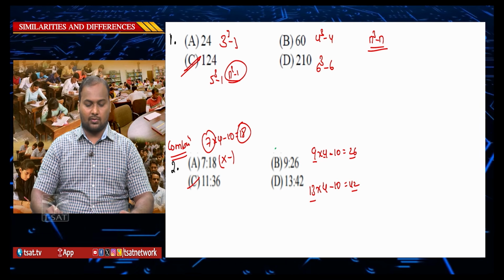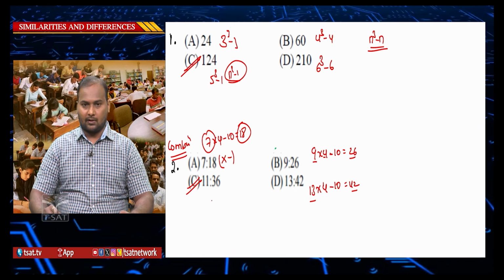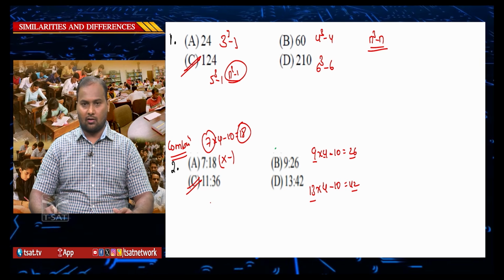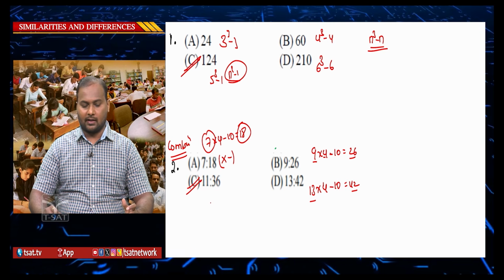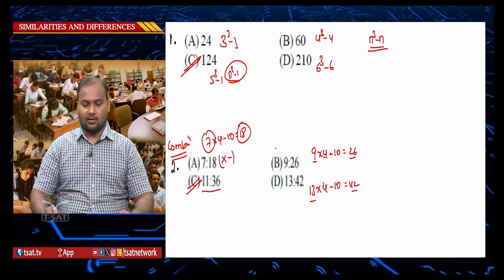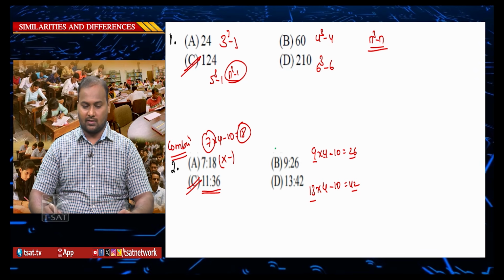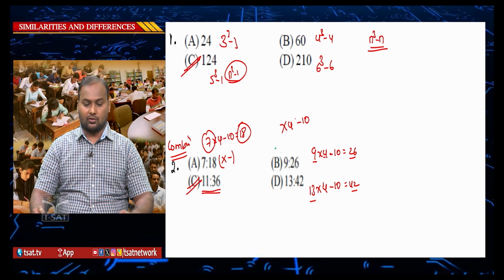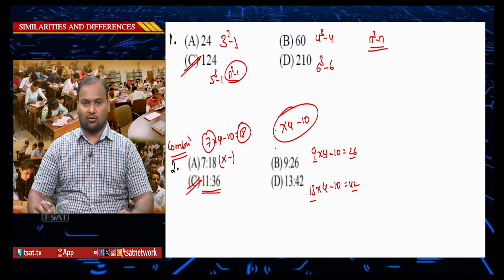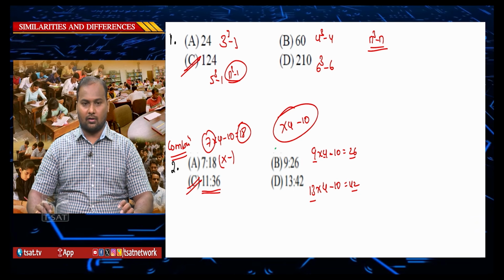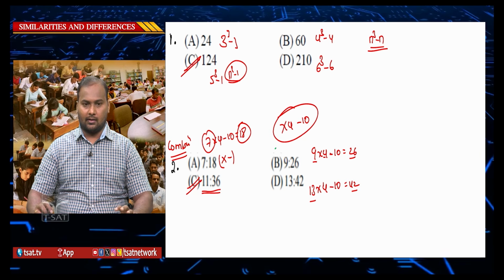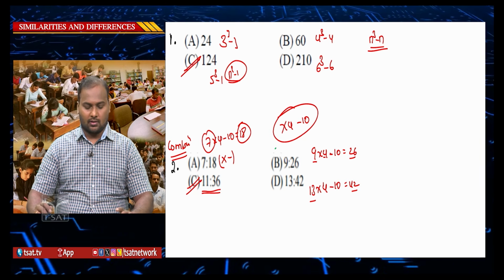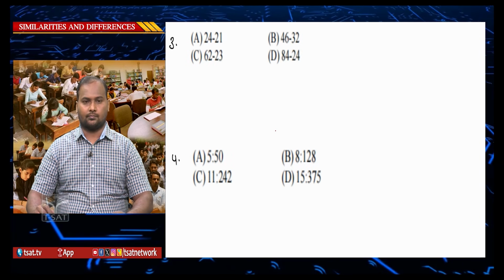So what is the answer? Option C. Why? It is also multiplication, but it is not minus 10, it is only minus 8. So here the subtraction is very small. The common logic is multiplying by 4 and subtracting 10, which is similar for options A, B and D. So our answer is option C. See the next type of question.